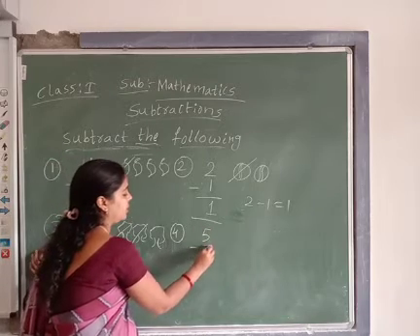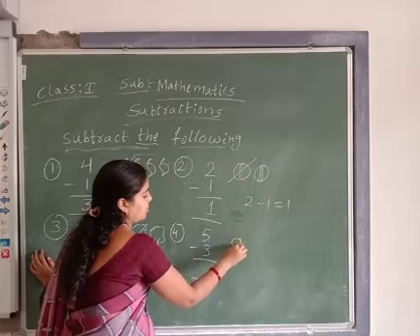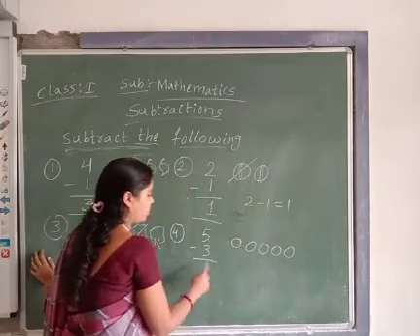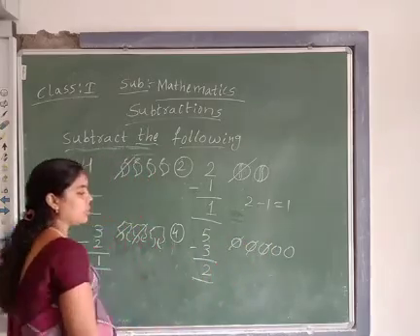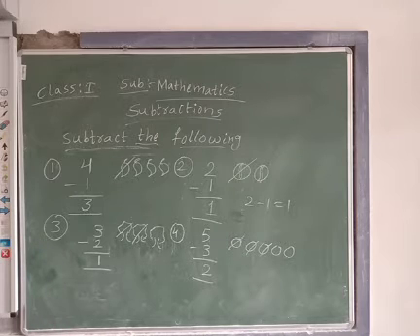Five minus 3. So 3 will be cut. 1, 2, 3. So remaining 2. So write in your notebook, children, write all of you. Do you understand the concept?